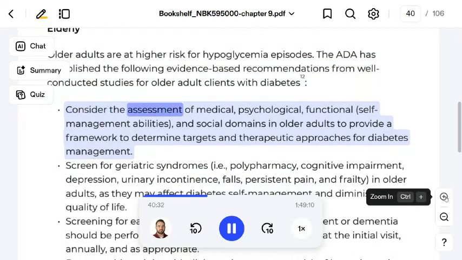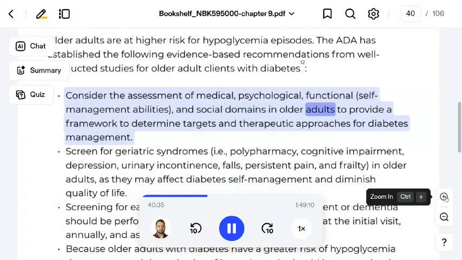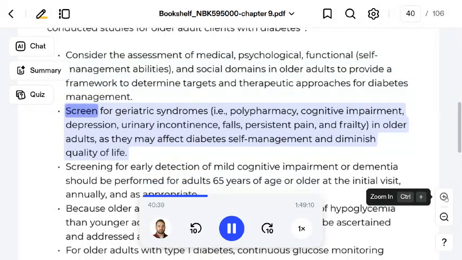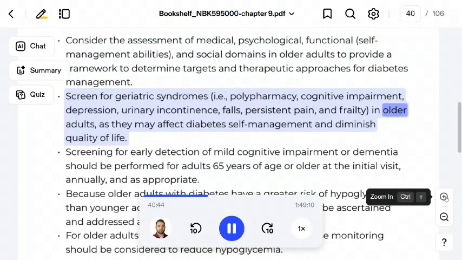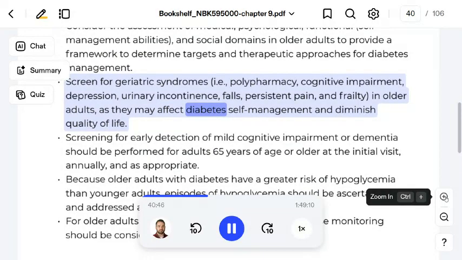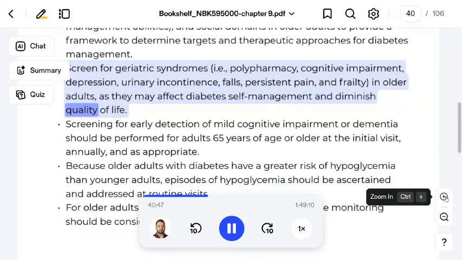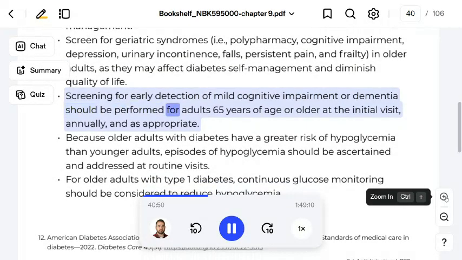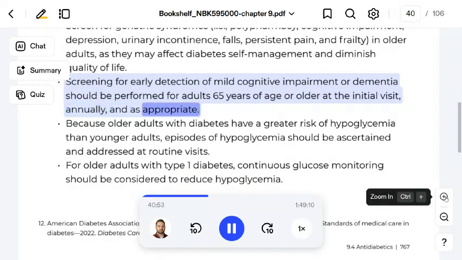Consider the assessment of medical, psychological, functional, and social domains in older adults to provide a framework to determine targets and therapeutic approaches for diabetes management. Screen for geriatric syndromes in older adults, as they may affect diabetes self-management and diminish quality of life. Screening for early detection of mild cognitive impairment or dementia should be performed for adults 65 years of age or older at the initial visit, annually, and as appropriate.